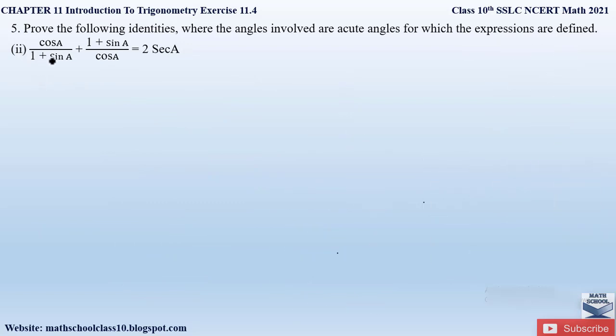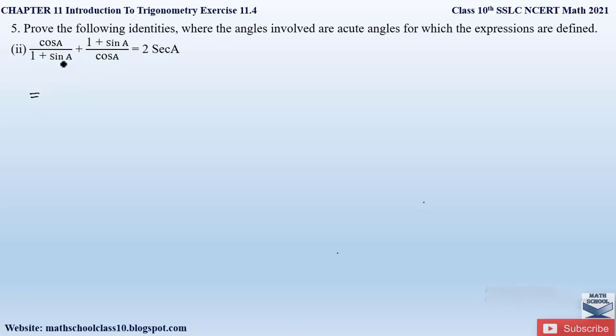So here part 2 question is given as cos A divided by 1 plus sin A plus 1 plus sin A divided by cos A is equal to 2 secant A. So here we can observe that on the left hand side we have two terms with plus sign, and on the right hand side we have just 2 secant A. So now what method do we have to apply here so that our right hand side becomes 2 secant A? So here the simplest method is, let us try by taking the LCM.